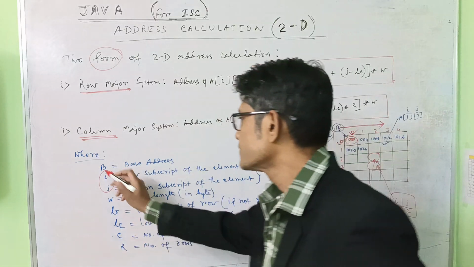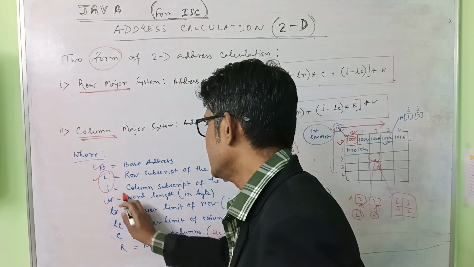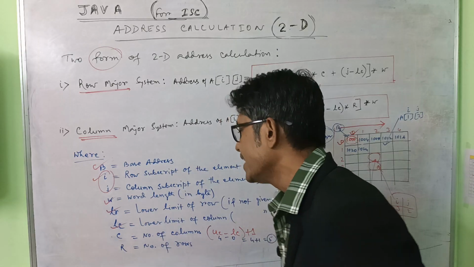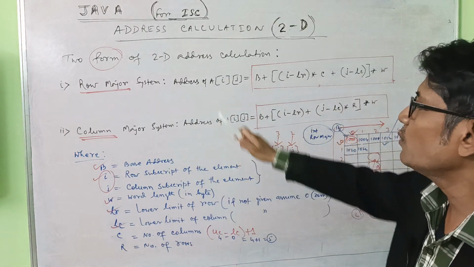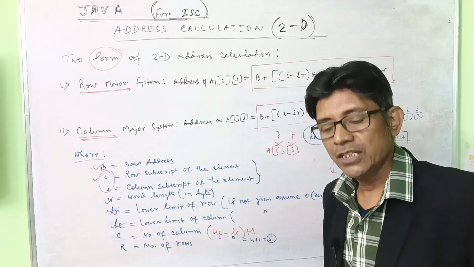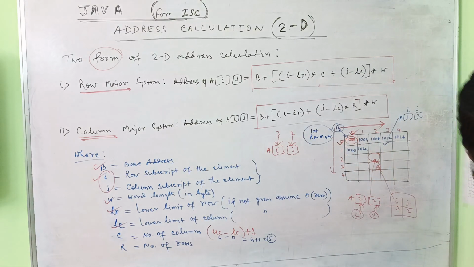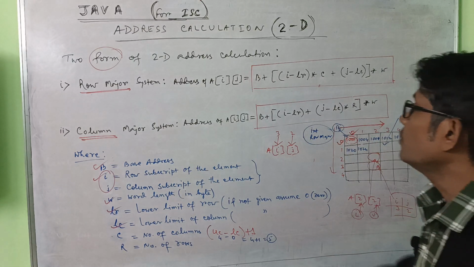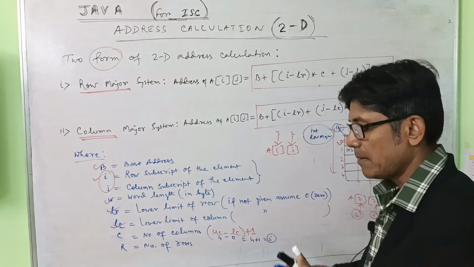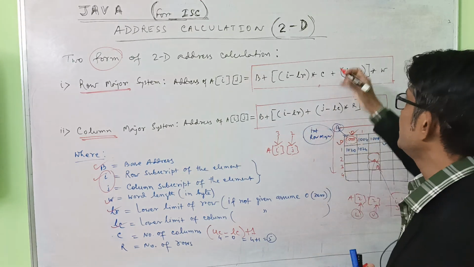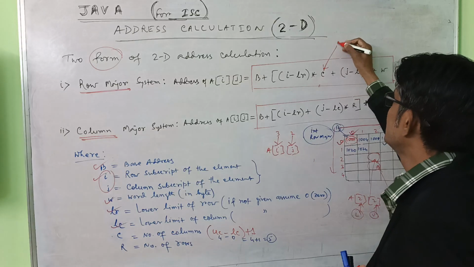So whenever you follow this method, the row major format, you will follow the number of columns. You will calculate what the number of columns is.